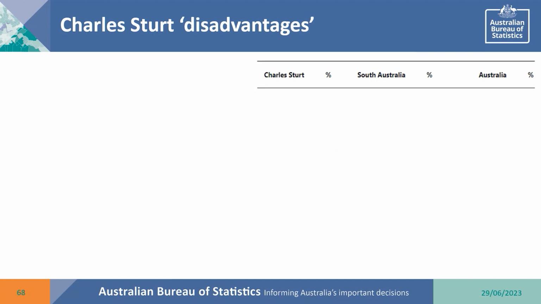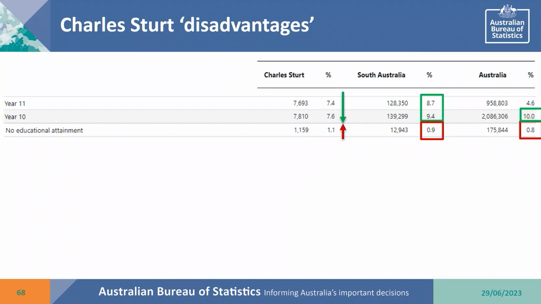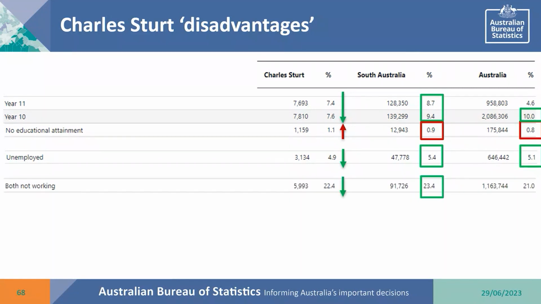So I did the same thing for the disadvantages, noting any that stood out as either being better or worse than for the state or national values. For this one, I found that the percentage of people with Year 11 or Year 10 as their highest educational attainment is lower, taking away from relative disadvantage, but the percentage with no educational attainment is higher, adding to relative disadvantage. Unemployment is lower, so that takes away from relative disadvantage. And the percentage of families with kids where both parents are unemployed is lower, also taking away from disadvantage.